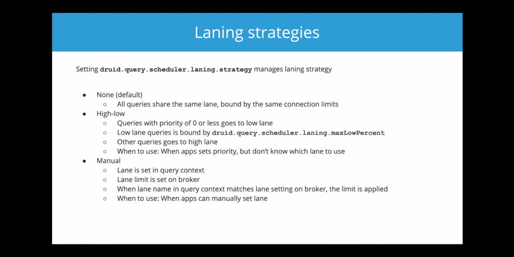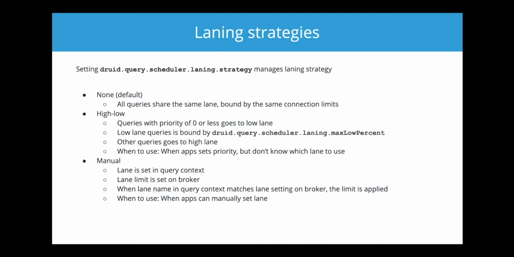So there's one more new config called the laning strategy. The default laning strategy is none. So by default, this feature is disabled, like a lot of new features. We may enable it by default in the future when its performance and its behavior have been better characterized, but we usually start things like this off as opt-in. So it's opt-in.